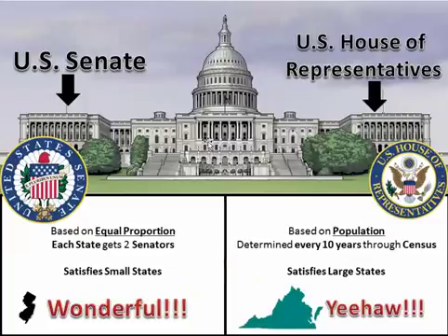So when the Great Compromise created the United States Congress, this bicameral legislature, New Jersey was like, wonderful, because every state had an equal proportion of votes. Two senators from each state is what we get now. So this is going to satisfy the small states. Then the House of Representatives is based on population, and that population is counted every 10 years through what we call a census. This is going to satisfy the larger states. They're going to be happy.